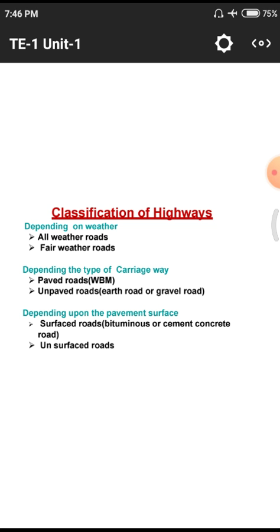For suppose, all weather roads means throughout the year the transportation takes place on all weather roads. That means in all weather conditions the transportation takes place. Those roads are called all weather roads. Next, the second one is the fair weather roads.